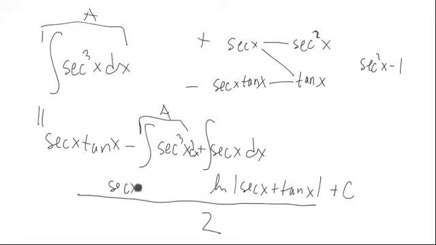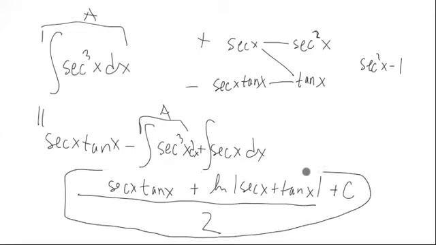we'd have secant x tangent x, and then we have a plus, and that is actually equal to the antiderivative. We just computed the antiderivative of secant cubed.